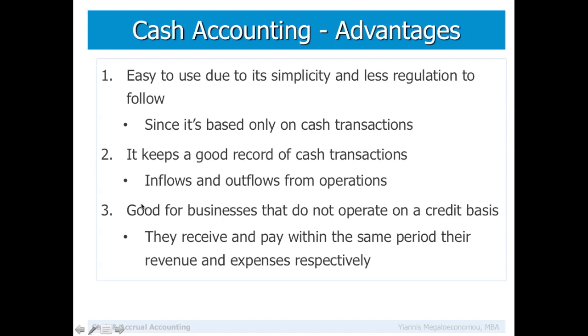Another advantage is that the cash accounting method would be a more appropriate method for businesses that do not operate on a credit basis. That means it's a good method for businesses that pay expenses as expenses are incurred during the same period, and also collect the revenue at the same time period that services are delivered to customers.